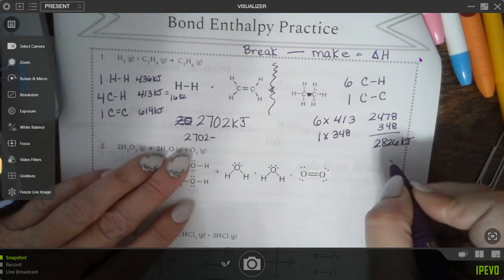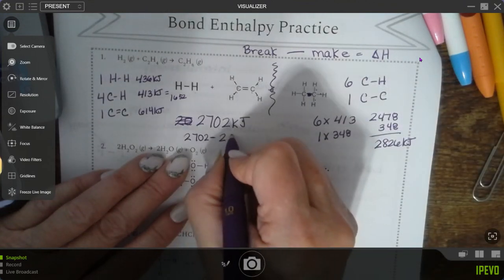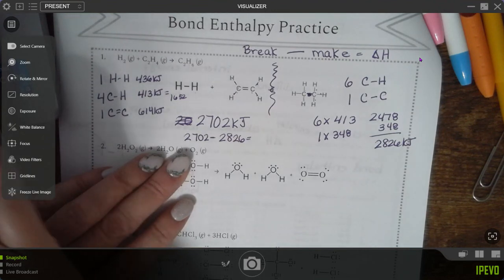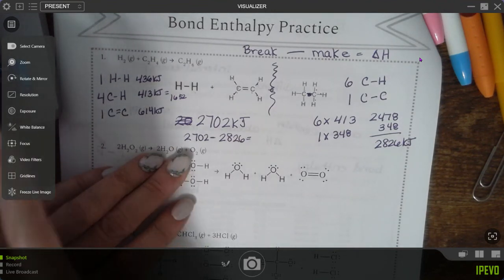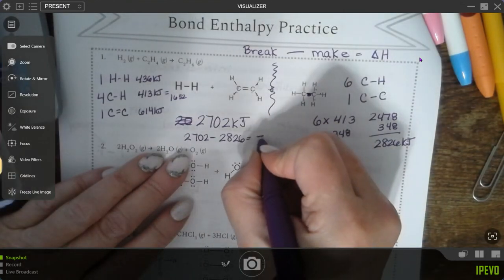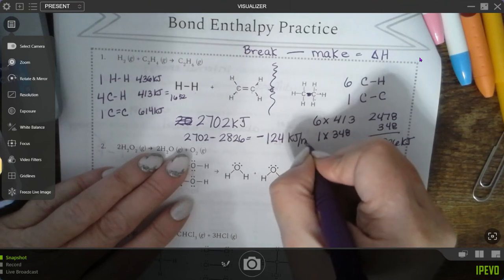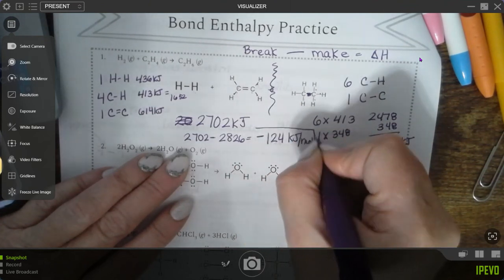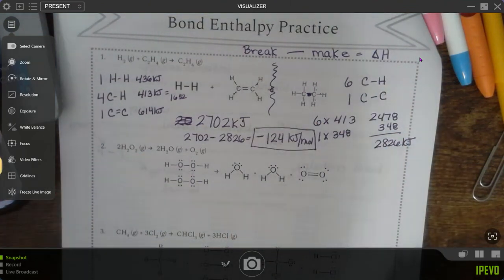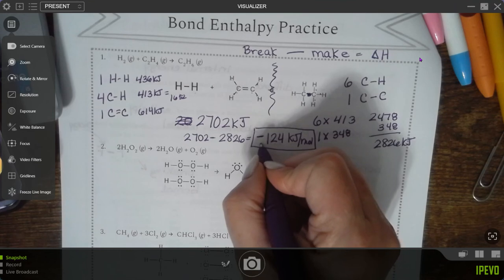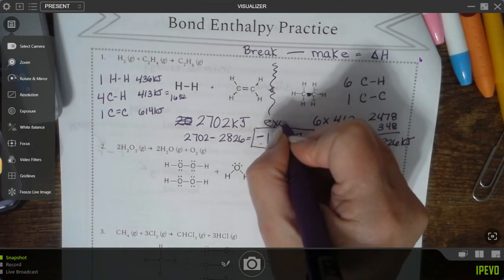and subtract 2826. 2702 minus 2826 is minus 124 kilojoules per mole. So we just calculated this, and because this is negative, this makes it an exothermic reaction.